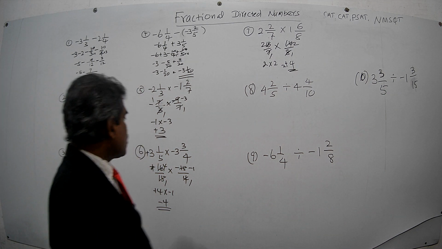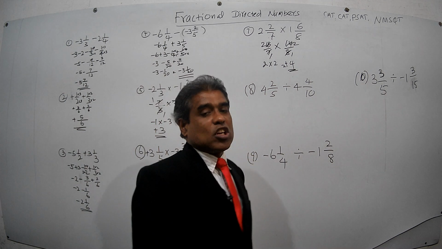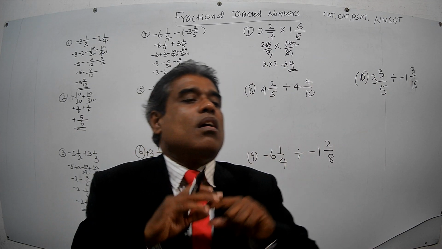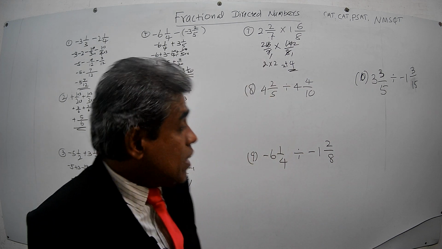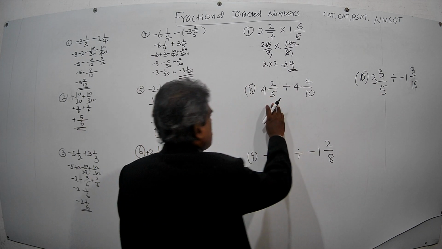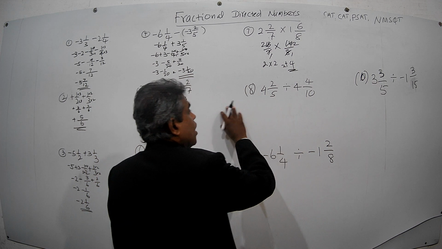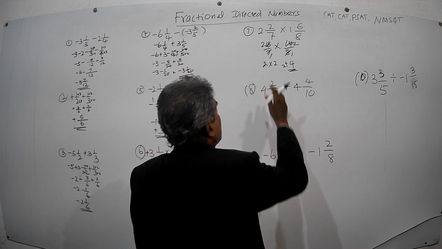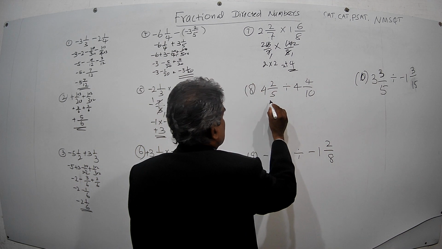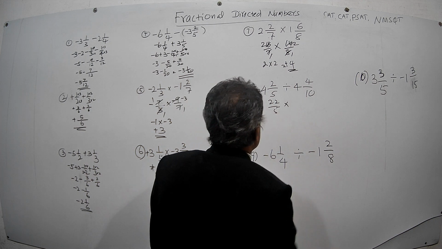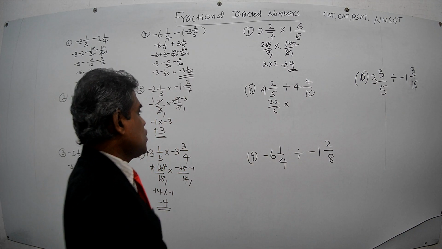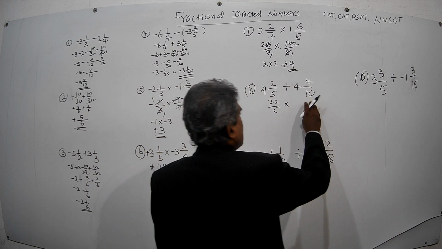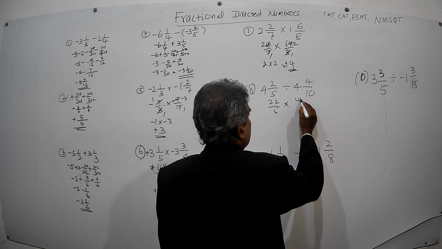Now the 8th one: there are two mixed fractions to be divided. Even in division of fractions, if there are mixed fractions, the very first thing we have to do is convert them into improper fractions. First of all, we must convert them. 5 times 4 is 20, 20 plus 2 is 22, so the fraction is 22 over 5. Then this one also is converted into an improper fraction: 10 times 4 is 40, 40 plus 4 is 44, 44 over 10.